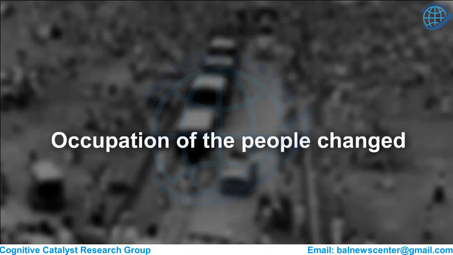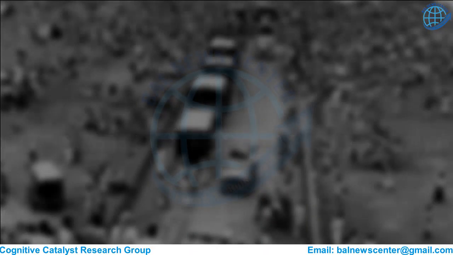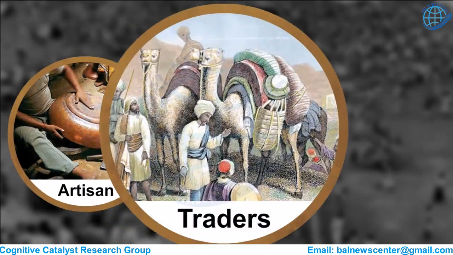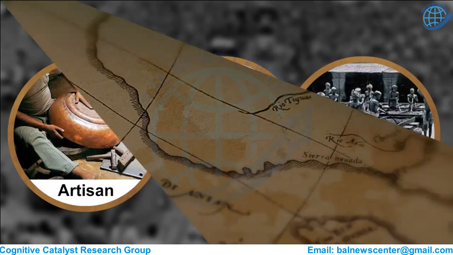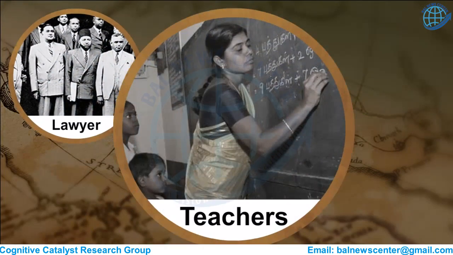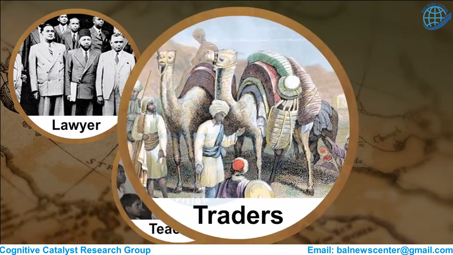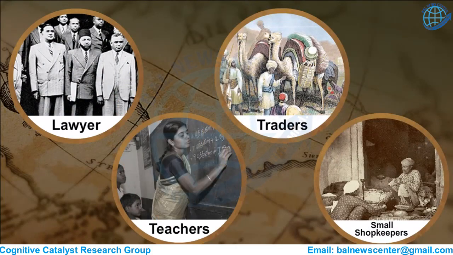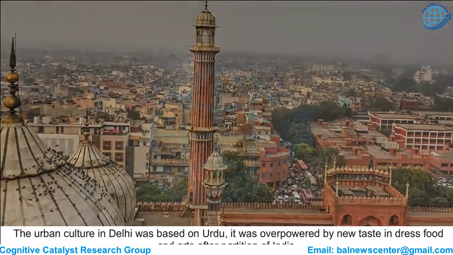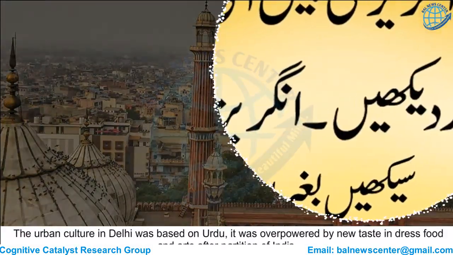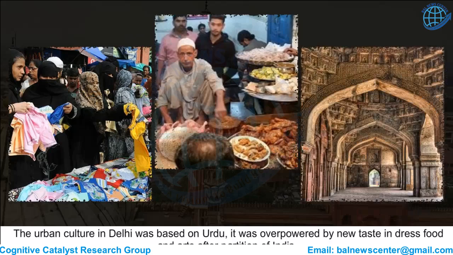Occupation of the people changed. Earlier, people were artisans, traders, and laborers. But the new migrants were lawyers, teachers, traders, and small shopkeepers. The urban culture in Delhi was based on Urdu. It was overpowered by new taste in dress, food, and arts after partition of India.